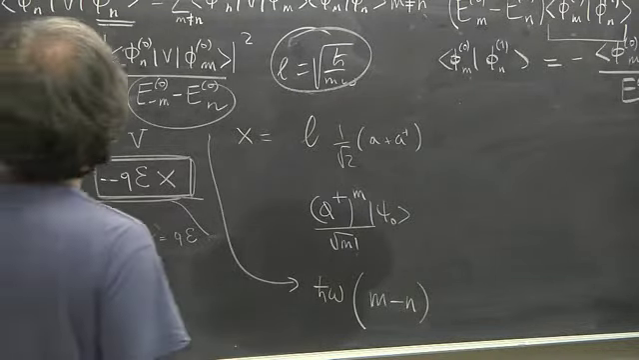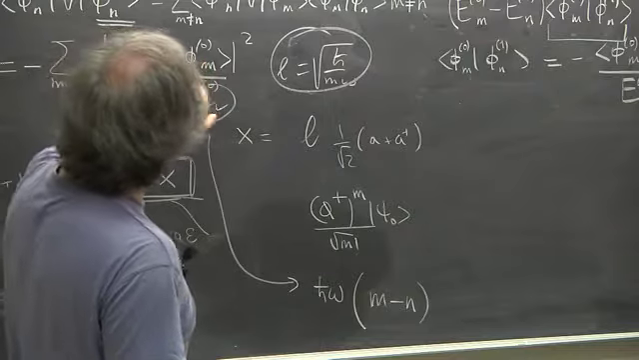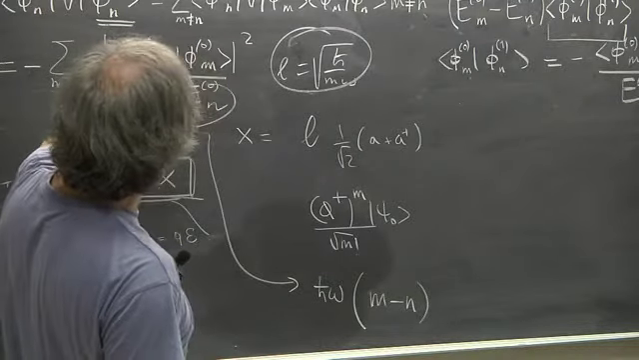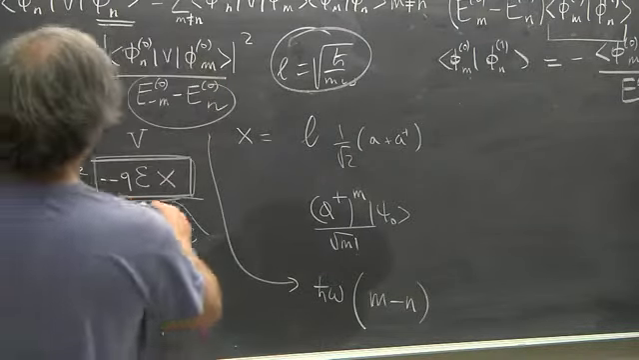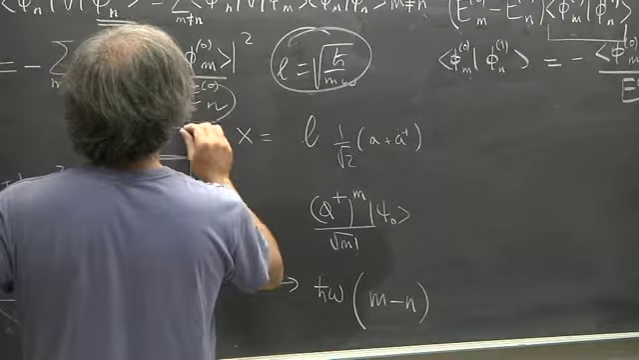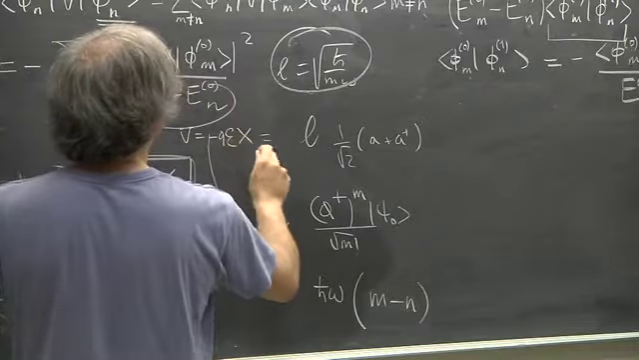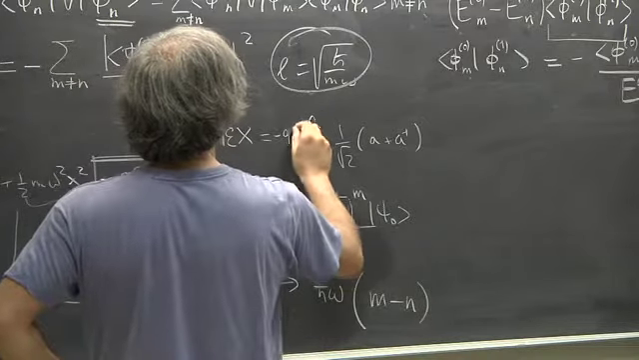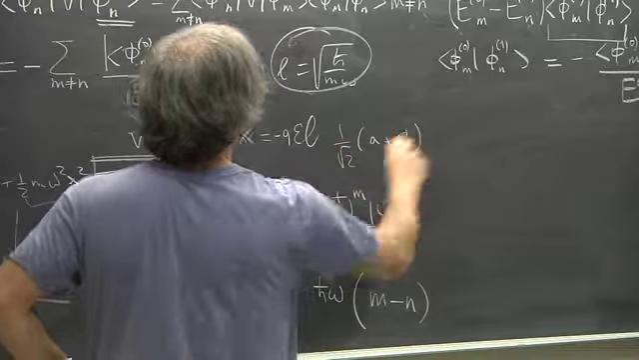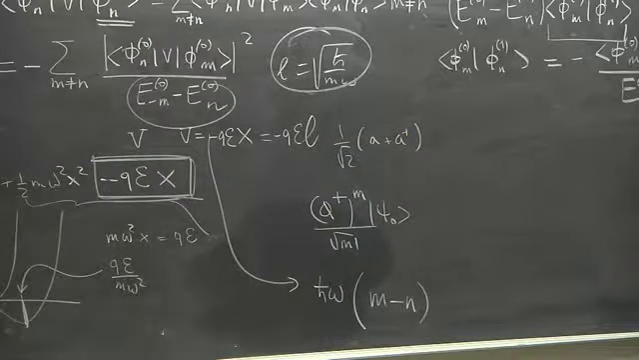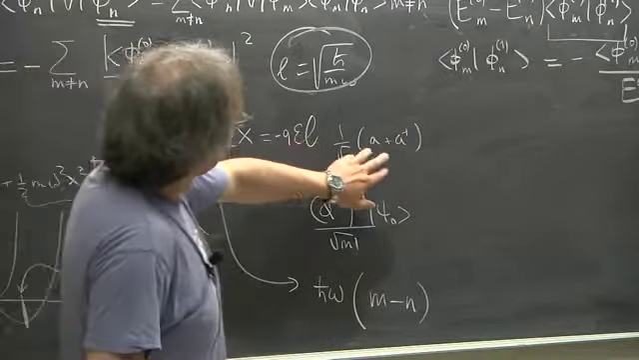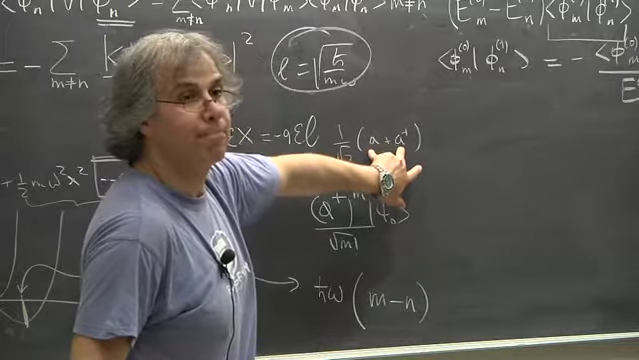So let us calculate. The perturbation V is really minus Q, the electric field, X. So minus Q, the electric field, L. So this is explicitly the perturbation, and it has a plus a dagger.